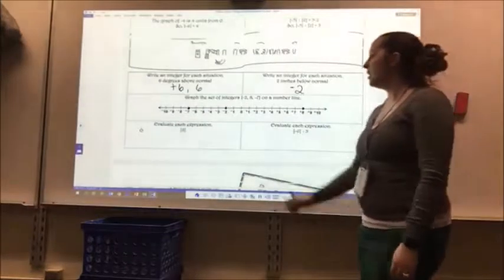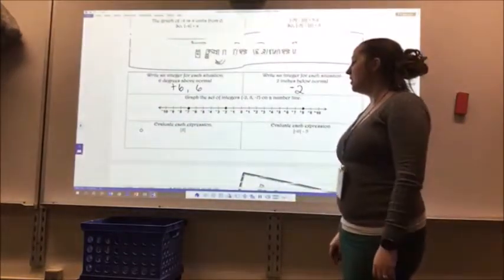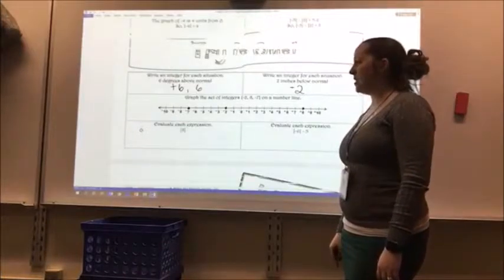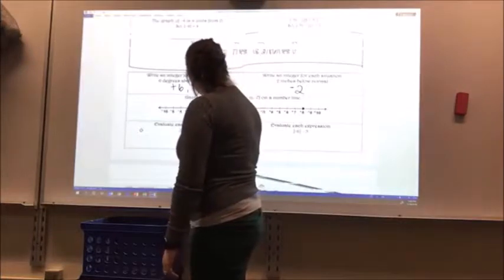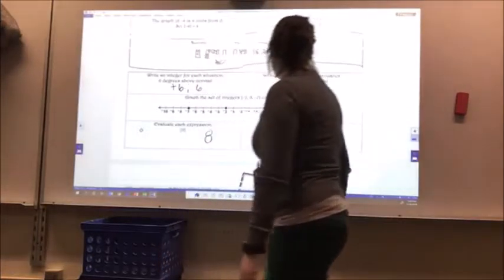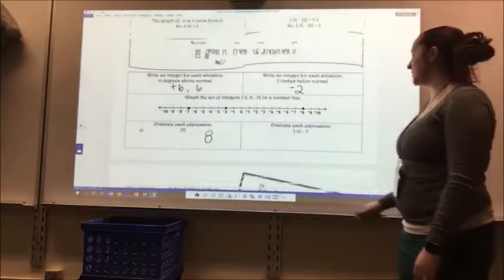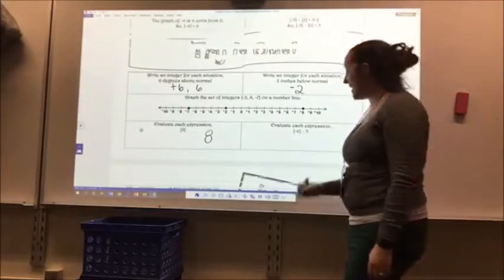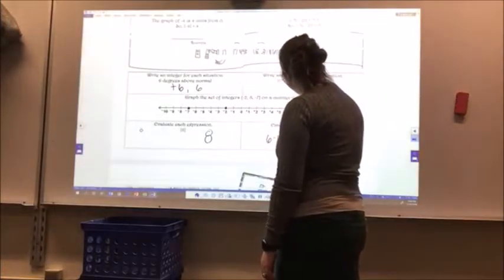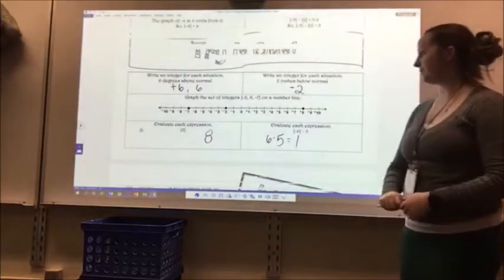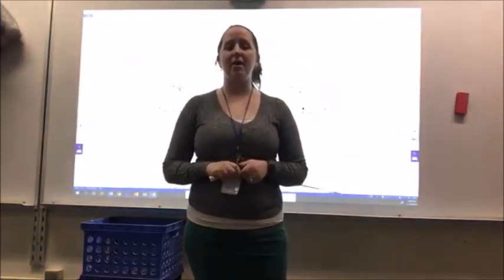Okay? Next I have evaluate each expression. The absolute value of 8, well 8 is 8 spots away from 0, so the absolute value of 8 is 8. Evaluate each expression, absolute value of negative 6 minus 5, well the absolute value of negative 6 is 6, so this is 6 minus 5 equals 1. And that is the end of lesson 1.